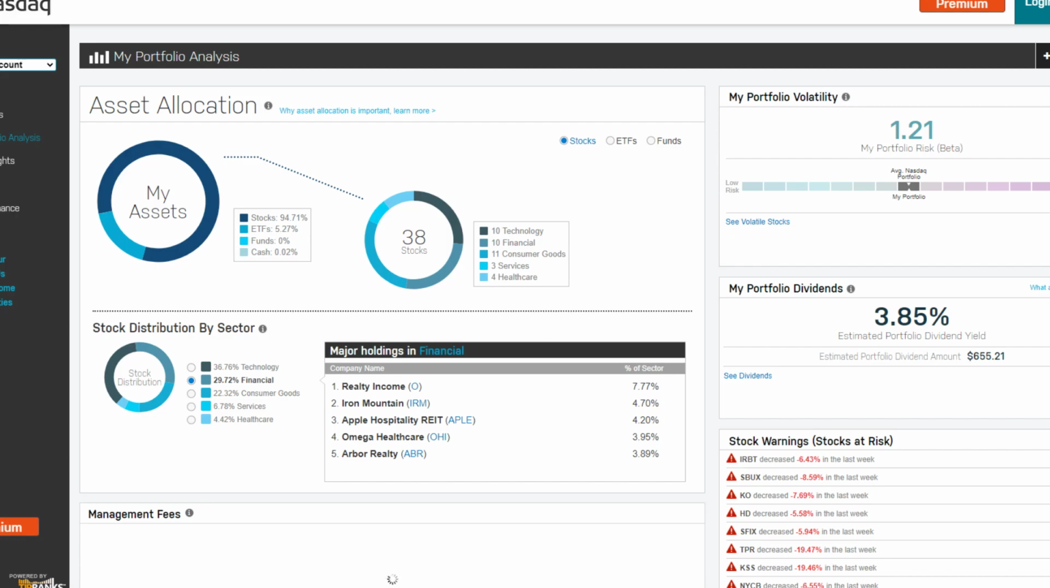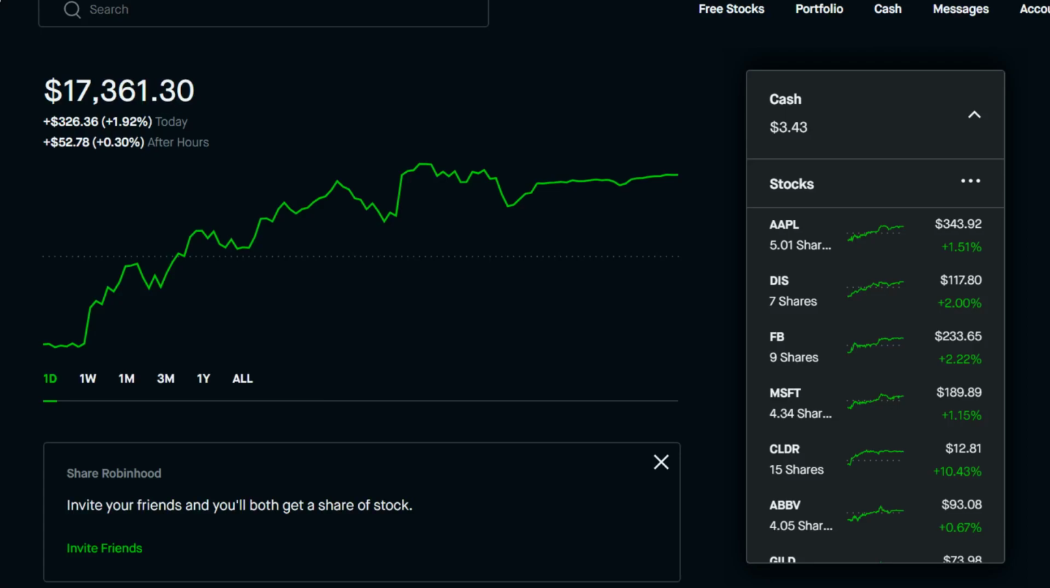And overall, an estimated annual dividend of $655, and that is again off of a $17,000 portfolio. So I'm okay with that. 3.85% is a nice little yield. So let's look at this portfolio, do a little analysis of it.